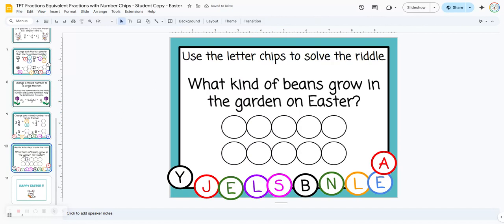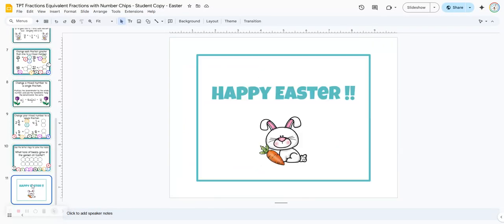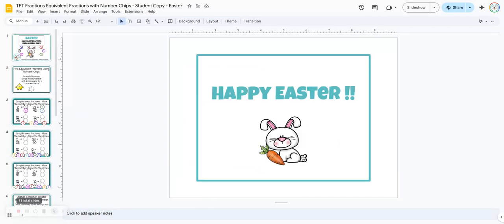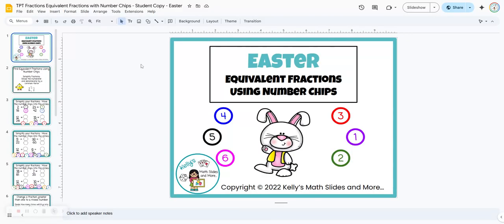On the final slide, they've got some letter chips. Once they've finished all the previous slides, they can have a little fun with this Easter riddle. What kind of beans grow in the garden at Easter? And they have to use all of those letters. And then that's it. So this is a digital lesson, equivalent fractions using number chips.